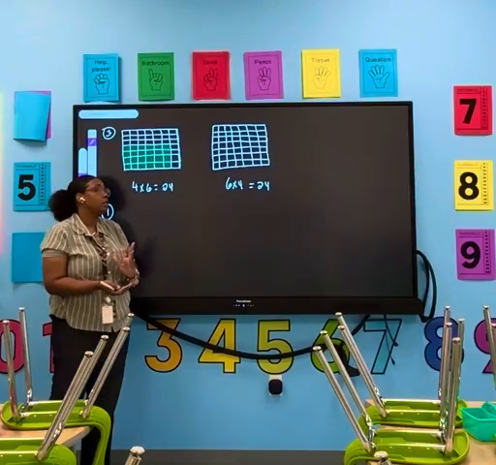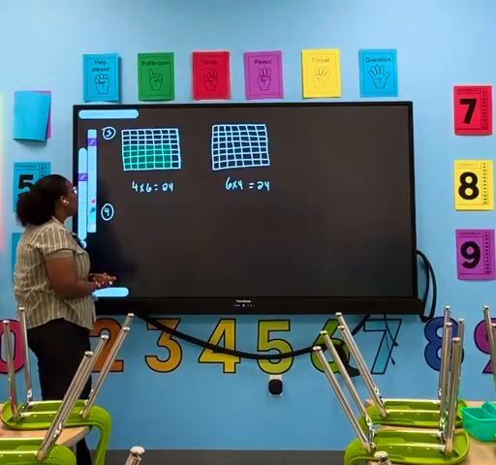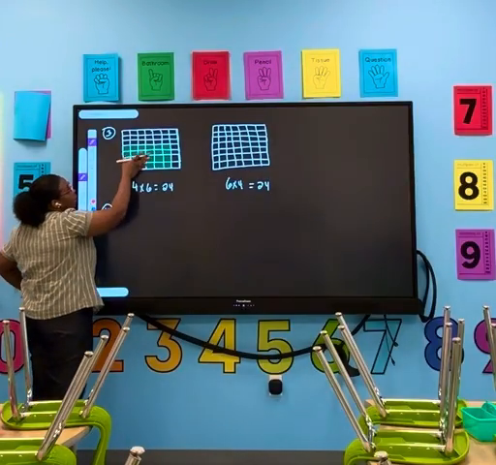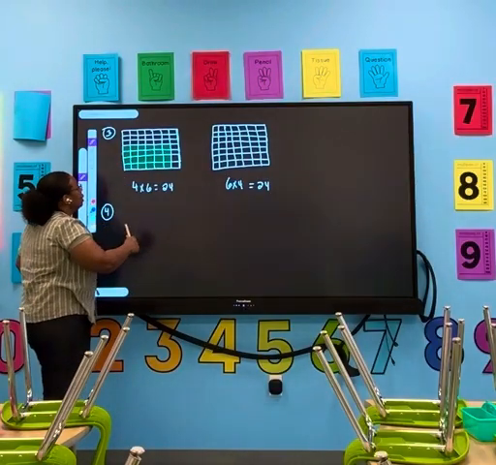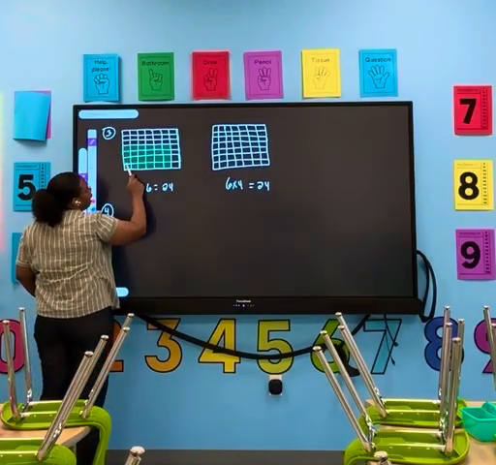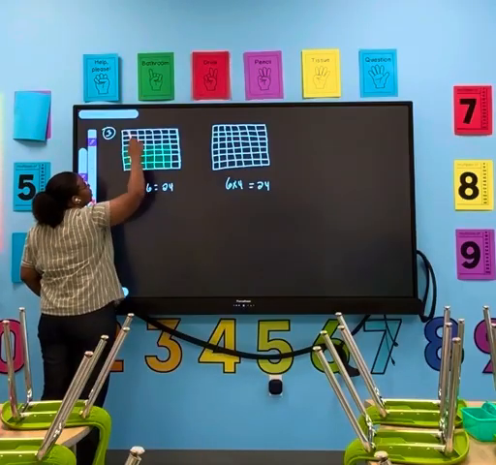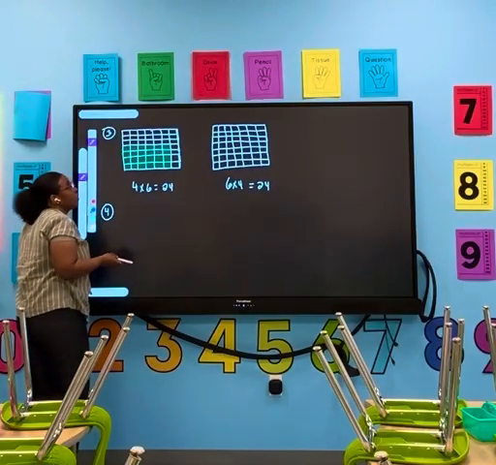So first of all, let's look at our grid. We can think of our grid as rows and columns. Rows again go side to side. Columns go up and down. So we can think of it that way.